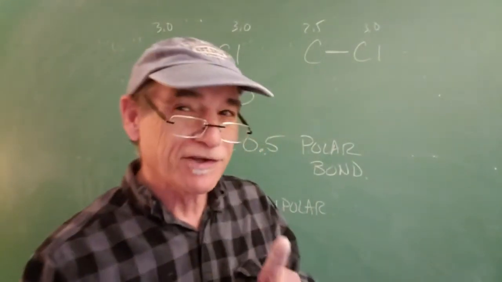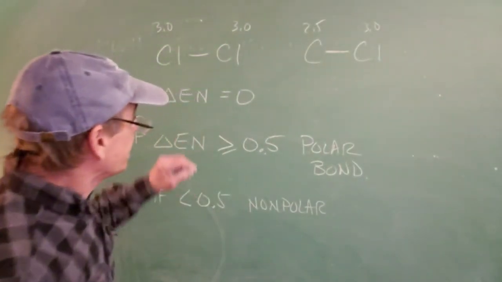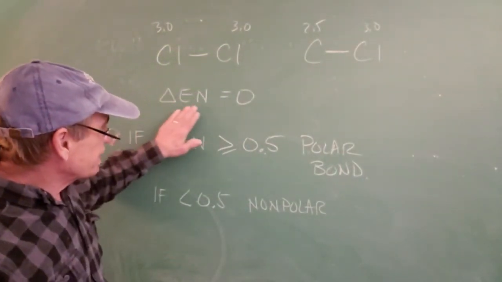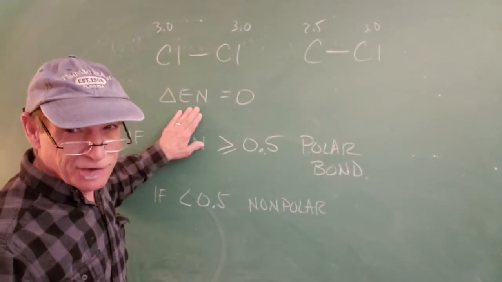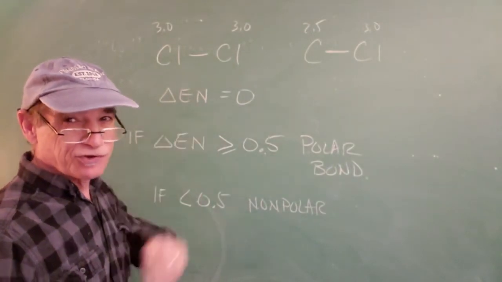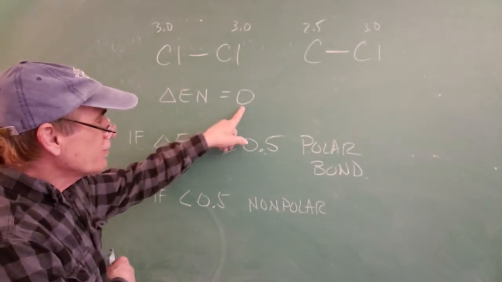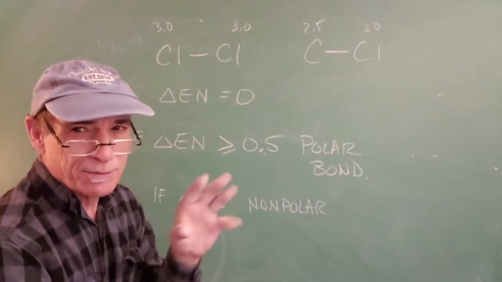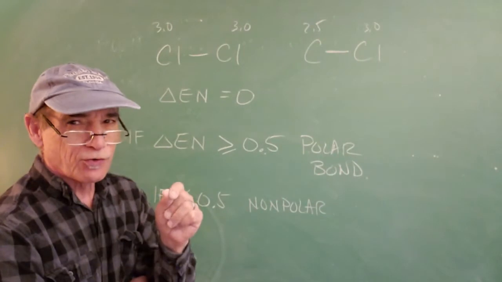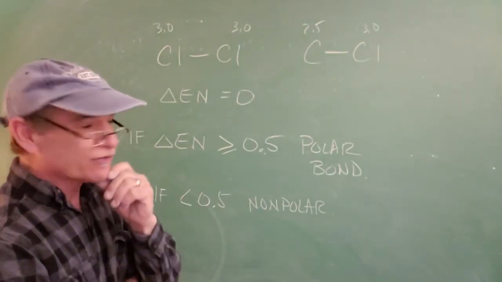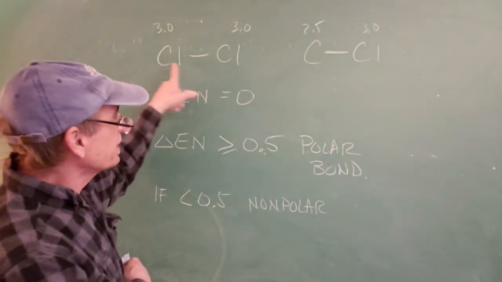Okay, electronegativity, scale, and polarity. If I'm going to use the symbol delta EN to mean the difference in the electronegativity between two elements that are sharing electrons, if that delta EN equals 0, then you've got a completely nonpolar bond, meaning that there's no extra pull on the electrons from either side. For instance, two chlorines linked to one another.